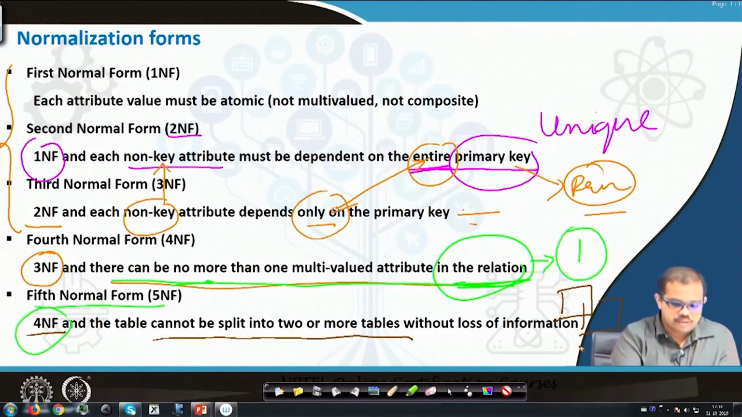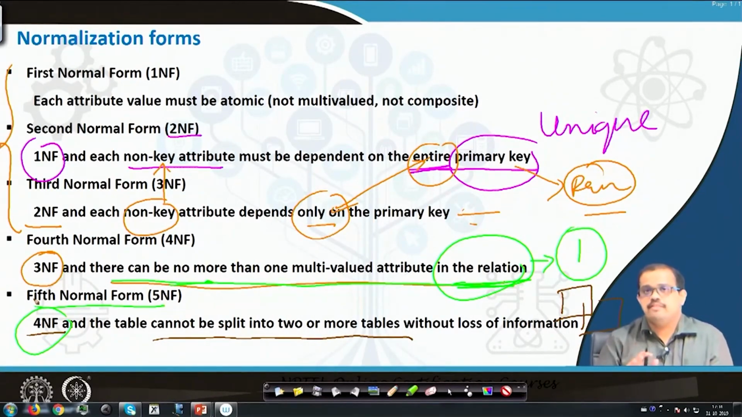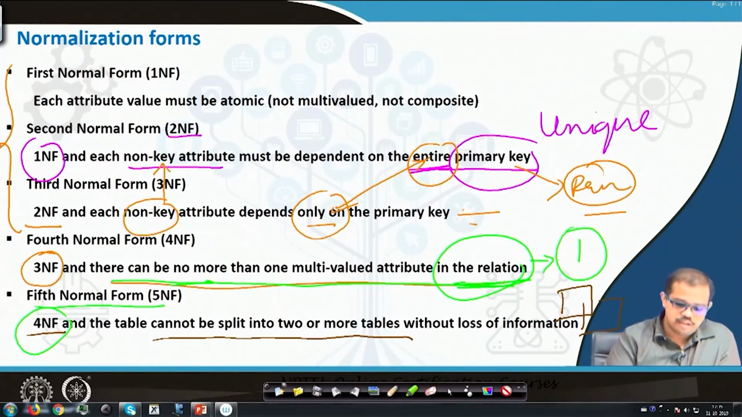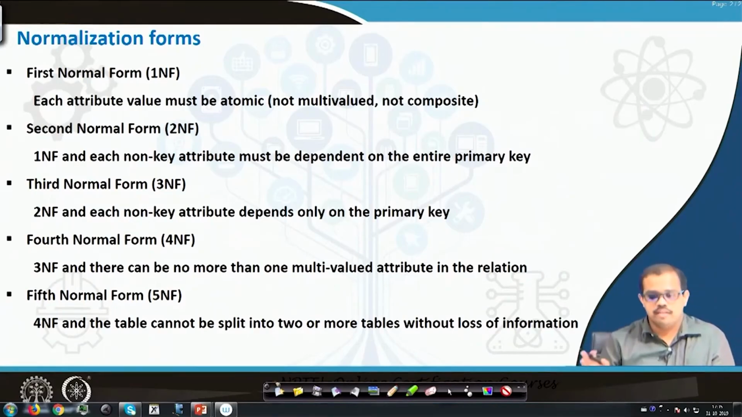So, normally the fourth normal form is considered to be extensively best, okay, but the fifth normal form has certain issues in terms of loss of data. Okay. So, that is why it is normally not used.